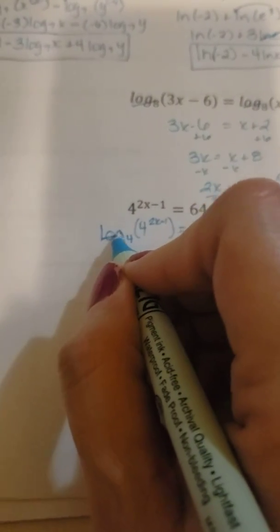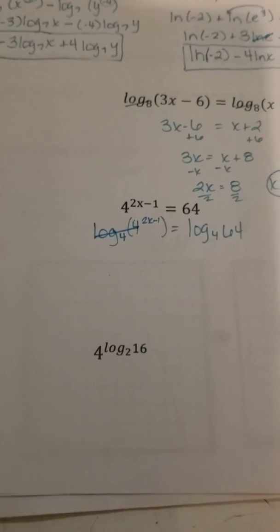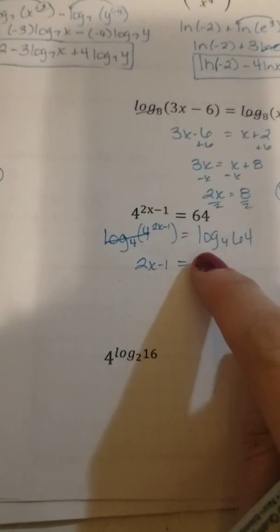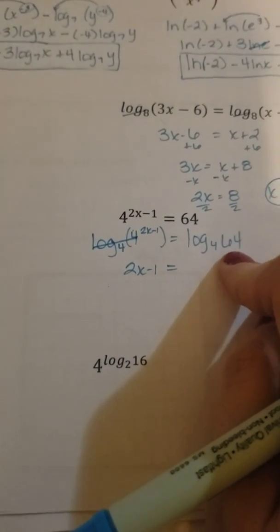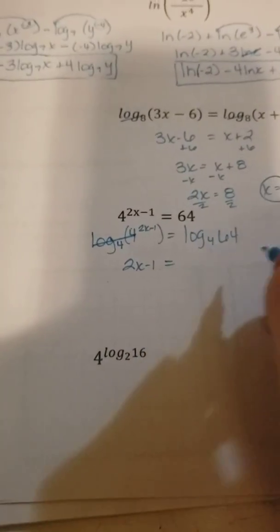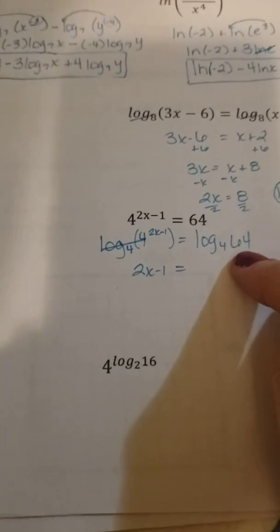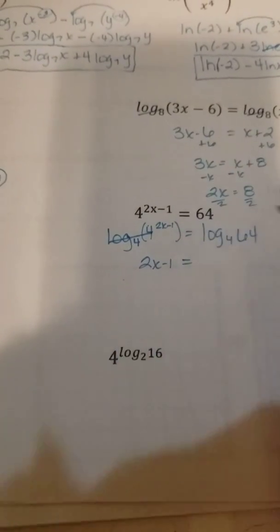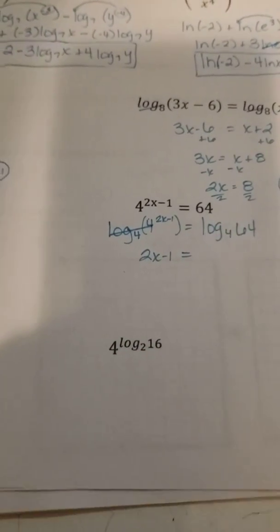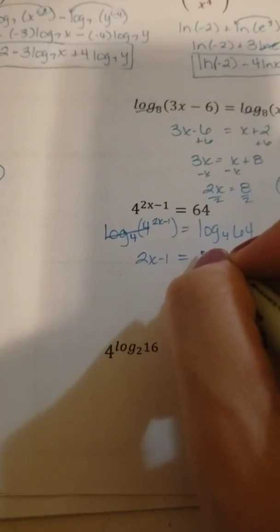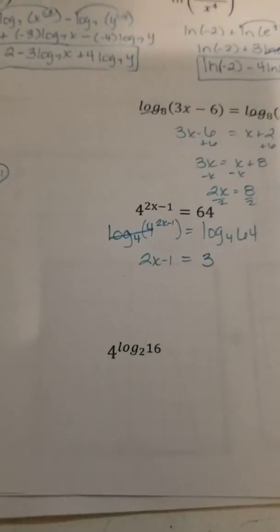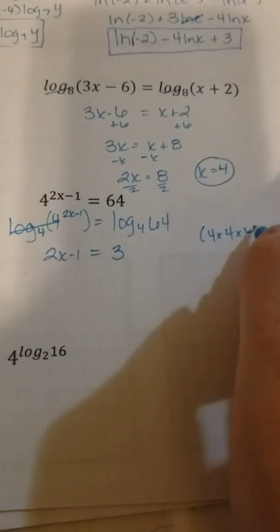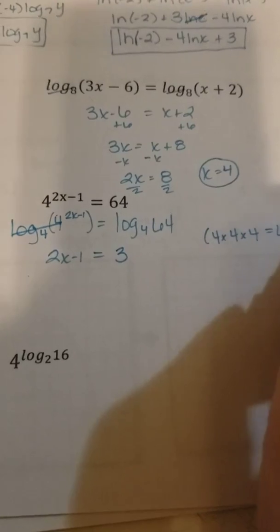So my log base 4 and my 4 eliminate each other, and that leaves me with 2x minus 1 equals log base 4 of 64, which means how many times do we multiply 4 by itself to get 64? Now you could plug this in your calculator, but I know that 4 times 4 is 16, and then one more 4 makes it 64, so this would be 3. I'll put that off to the side here because 4 times 4 times 4 equals 64.